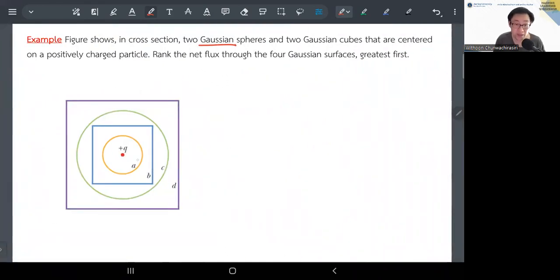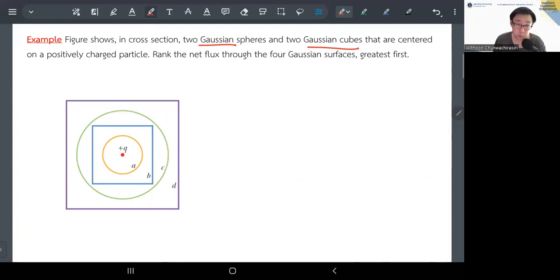So you have two Gaussian spheres. Think of the orange sphere and the green sphere as wrapping the charge plus Q at the center. Plus, you have two Gaussian cubes. That box over there represents a three-dimensional cube wrapping the charge positive Q in there. Rank the net flux through the four Gaussian surfaces, greatest first.